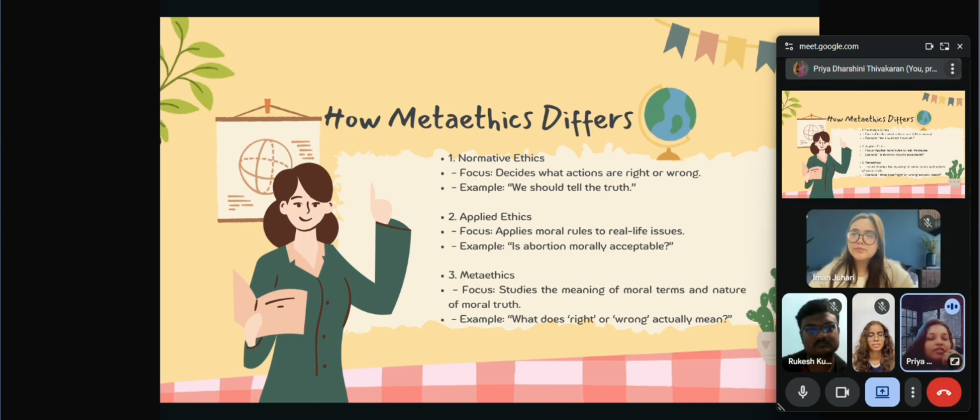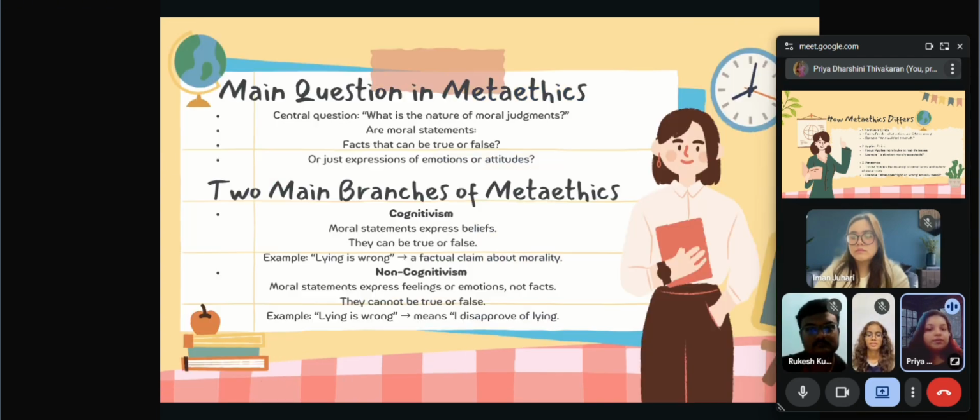How does metaethics differ? There are three types. One is normative ethics, which decides what actions are right or wrong. Then there is applied ethics, which applies moral rules to real life issues. Is abortion morally acceptable, for example? And the final type, metaethics, studies the meaning of moral terms and the nature of moral truth, like what does right or wrong actually mean.